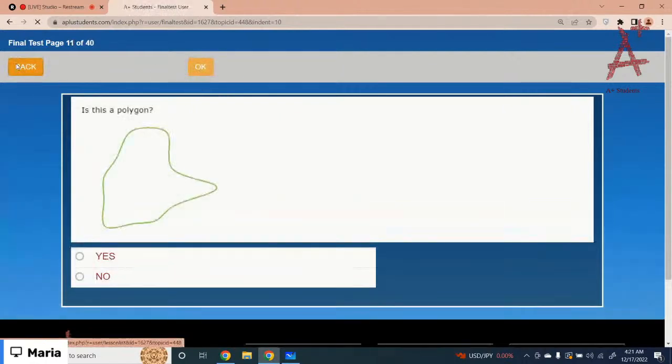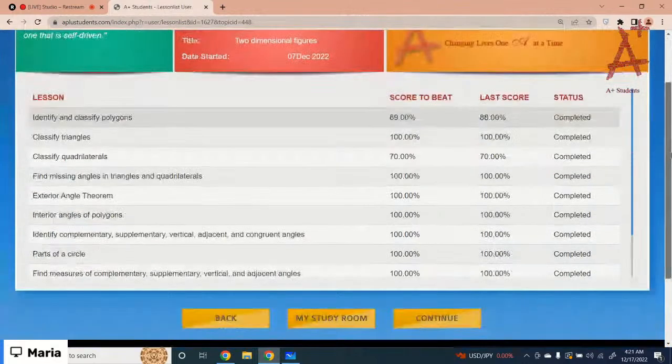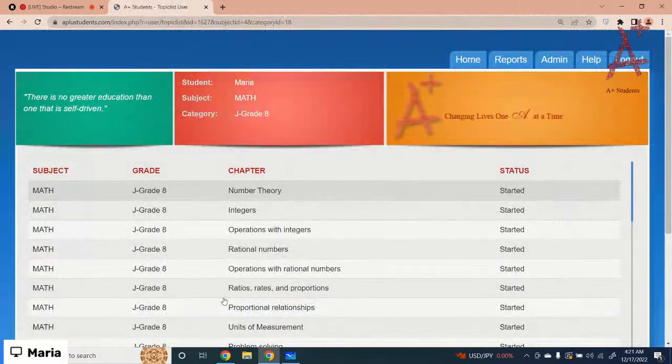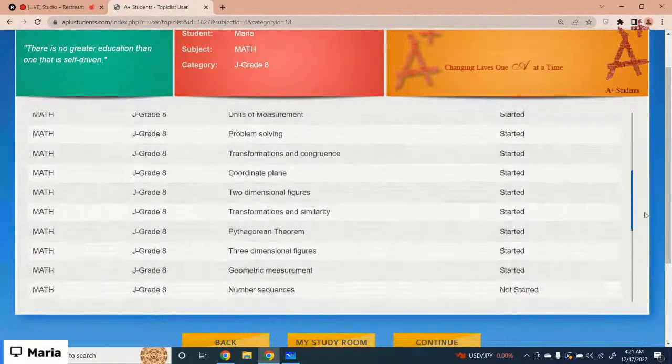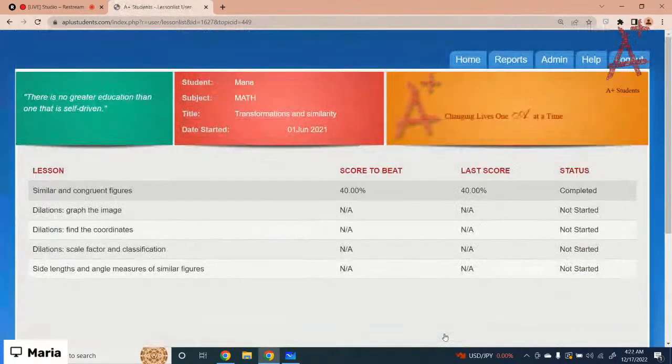Okay, you can complete the test by yourself later today. Let's just move on to the next chapter. Because we have done with the chapter two-dimensional figures, we're going to start with the new chapter. The new chapter is transformations and similarities. Let's just start with the new lesson. Okay, and let's start with the first topic, that is similar and congruent figures.